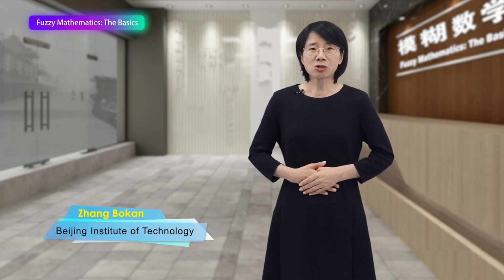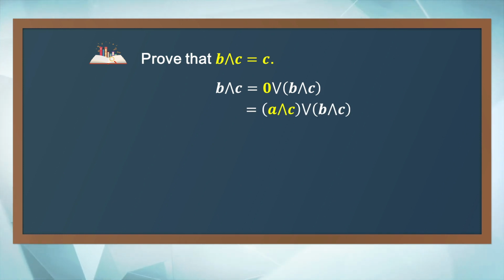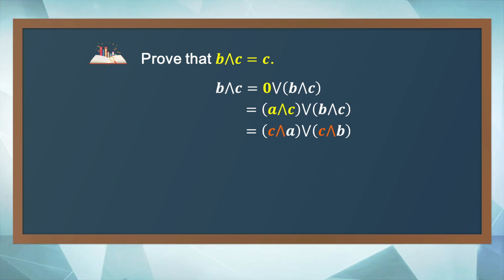Next, we will show that the meet of B and C equals C. Again, by the definition of the least element, the meet of B and C equals 0 joins the meet of B and C. Replace the 0 with the meet of A and C. As C is the complement of A, the meet of A and C equals 0. Using the commutative laws, we have the meet of A and C equals the meet of C and A, and the meet of B and C equals the meet of C and B.